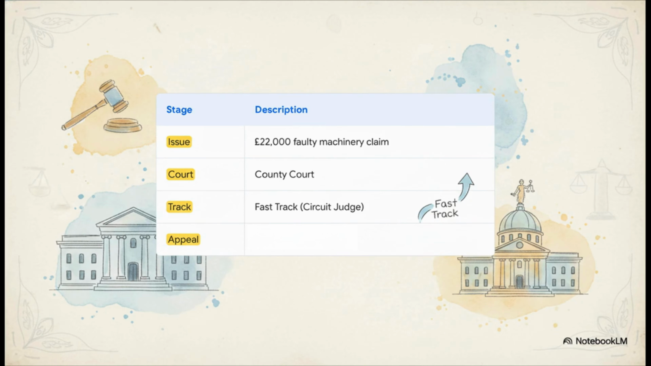All right, let's take a bigger case. A business dispute, say over faulty machinery, and the claim is for £22,000. This value puts it right in the fast track. Now, because of the value, it might have been heard by a circuit judge right from the start. So if that's the case, where does the appeal go? Think about it. One level up, right? To a high court judge. You see how these examples just perfectly illustrate the logic of those appeal routes?